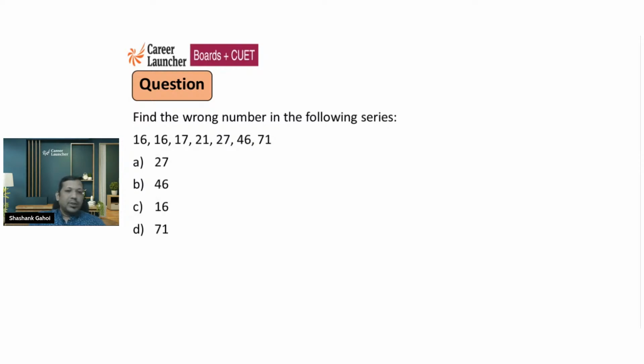This one, we are looking for the odd one out. So I got 16, then 16, then 17, then 21, then 27, then 46, then 71. What is the difference here? 0. 1. 4. 6. 17. 25.